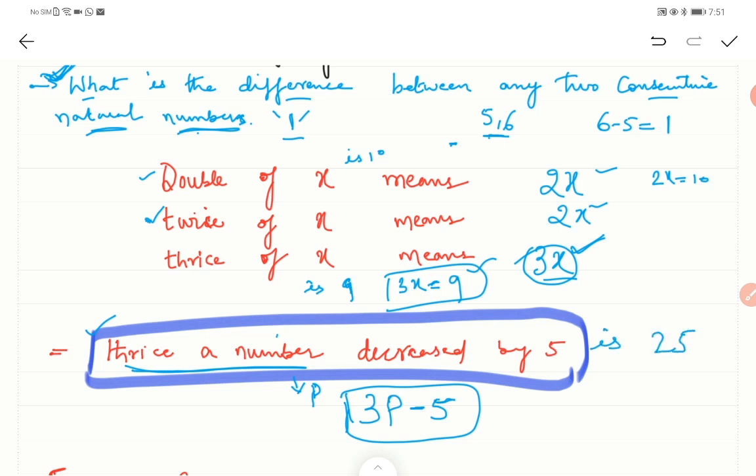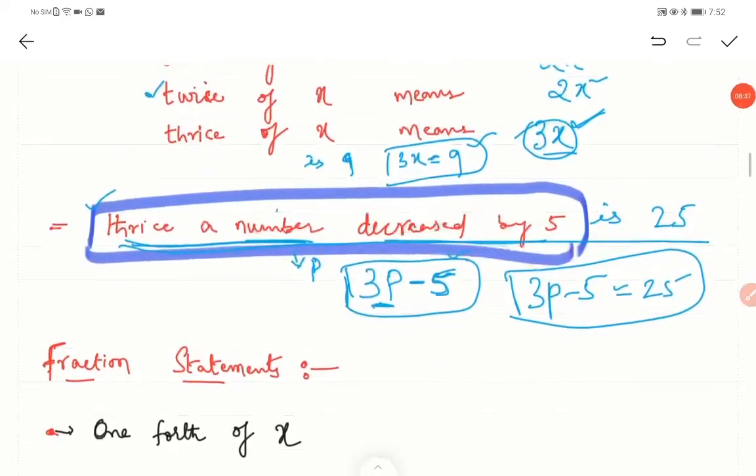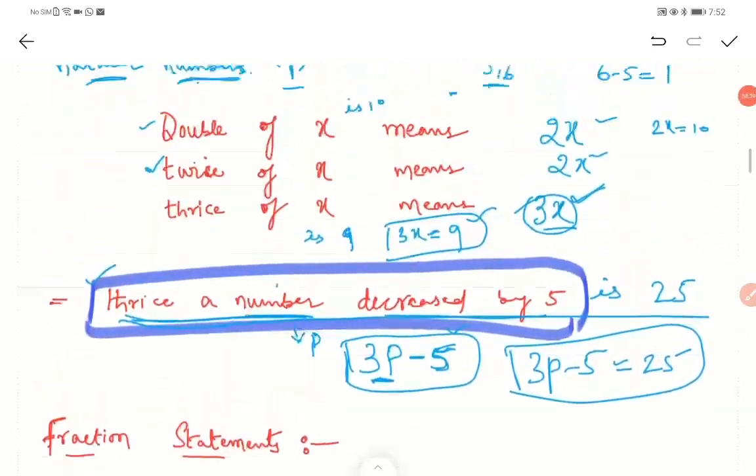If I say something like this, first your expression will be 3p, that is thrice a number, decreased by 5, so minus 5 I am taking. So this is the expression, and the total statement, if we take 3p minus 5 is equal to 25, is the equation. So these were for your normal statements.